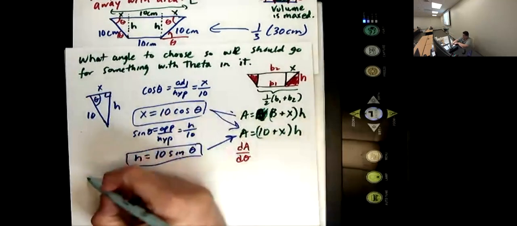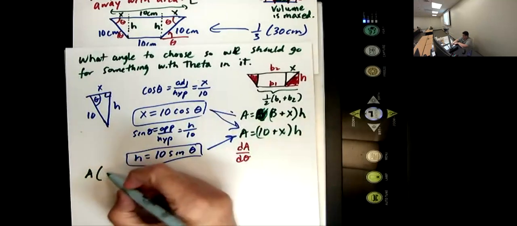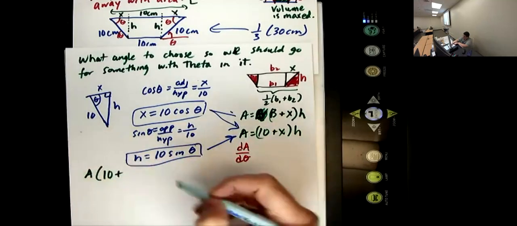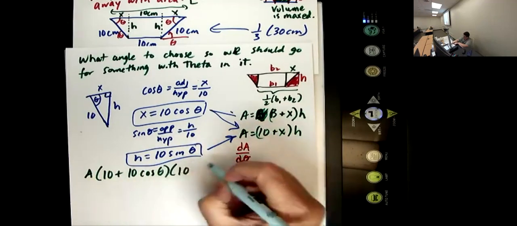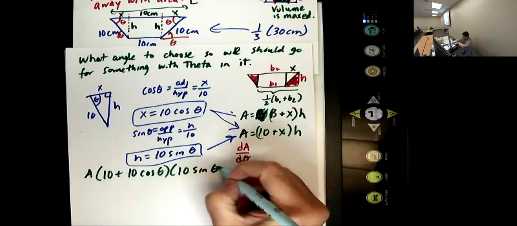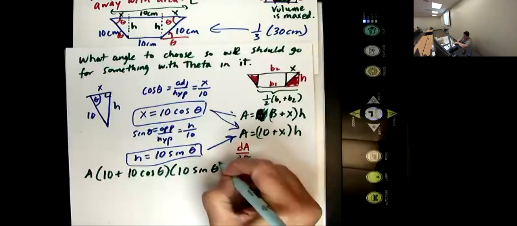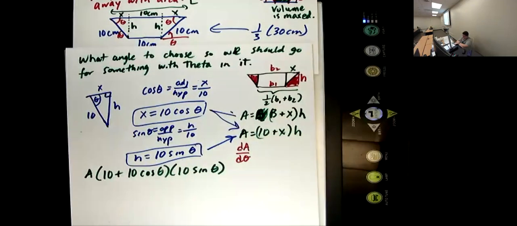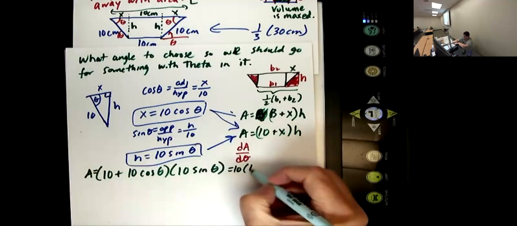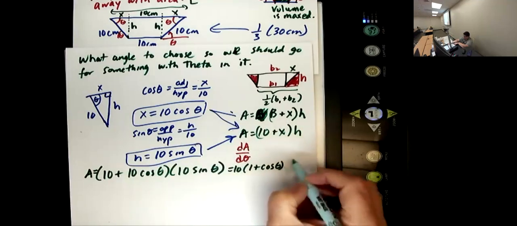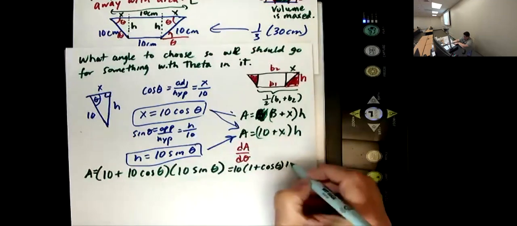That changes A to be 10 plus 10 cosine theta times 10 sine theta. There's an equal there that I don't have. If you factor out a 10 out of the first one, you've got 1 plus cosine theta. You factor out a 10 out of the second one, you've got 10 sine theta.